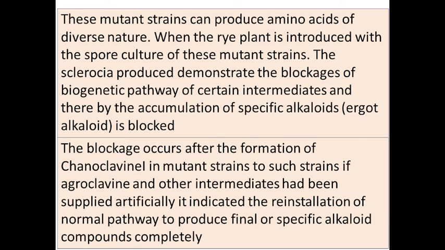So what will happen when a mutant strain is used? They will follow a different pathway and produce amino acids of diverse nature. And when a rye plant is introduced with such spore culture, it will block the biosynthetic pathway for certain alkaloids, that is ergot alkaloids, which are the important alkaloidal compounds from the drug, and it will get blocked.